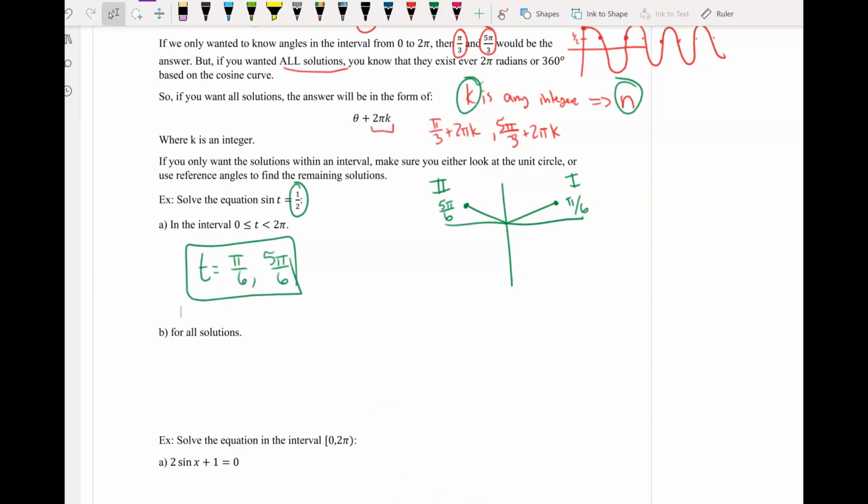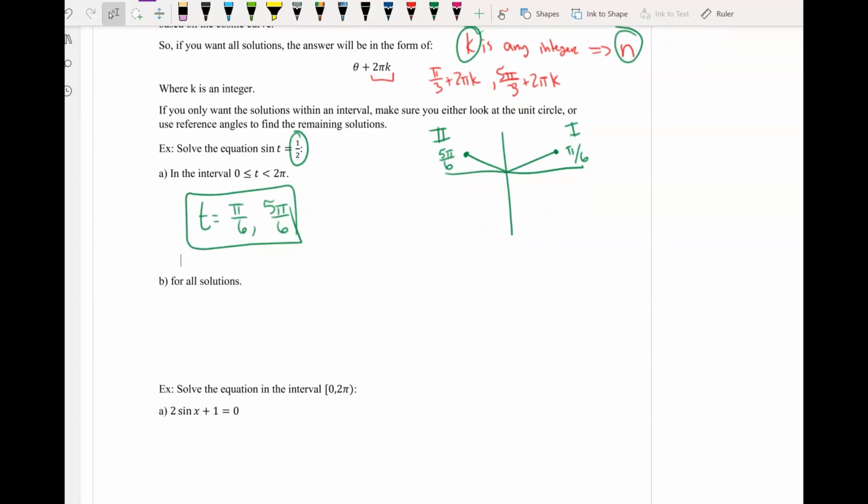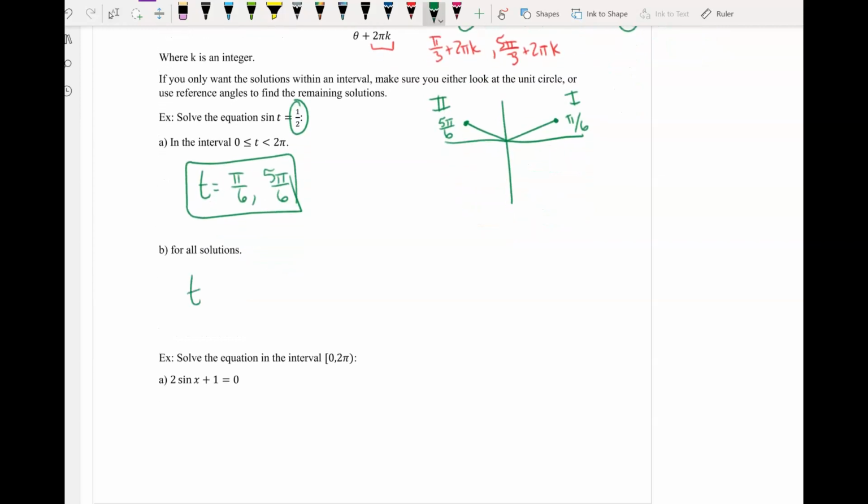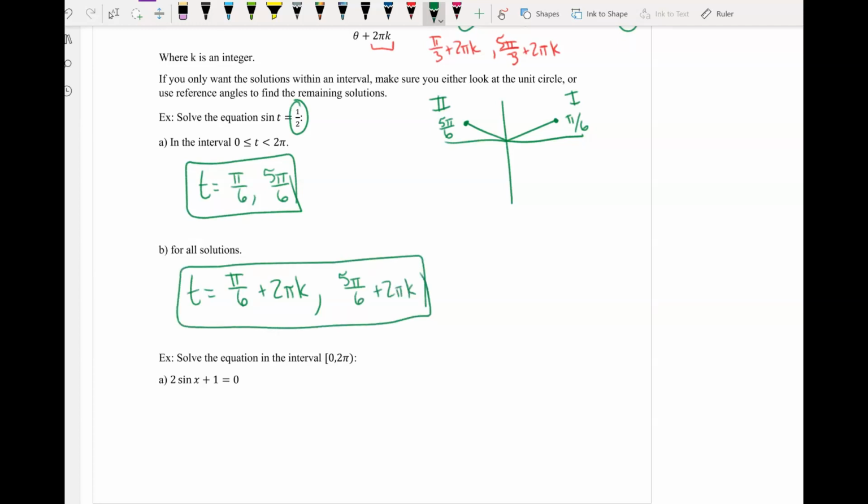Now, what about all solutions? For all solutions, all we really got to do is just write plus 2 pi k. So basically, pi over 6, add another 360 degrees, and you can do it any multiple number of times. That's what the k means. And also 5 pi over 6 plus 2 pi k. This will be my other solution. So this will be all the solutions. This will be the solutions within just 0 to 2 pi.